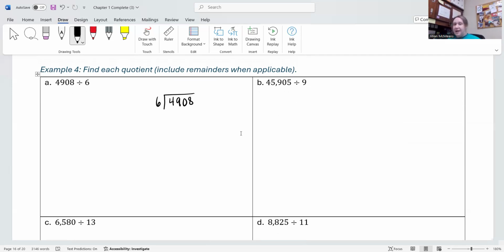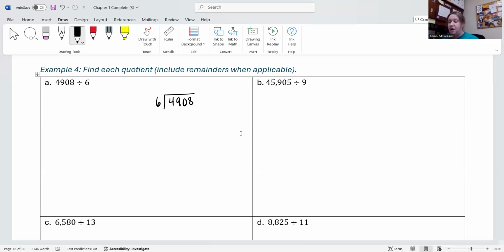Now, right off the bat, I can't tell you how many times 6 goes into 4,908. If we could do that in our head, we wouldn't need to do this idea of long division. We would just say what the answer is. But long division allows us to do this piece by piece. So since I personally don't know how many times 6 goes into 4,908, I want to see if I can do this piece by piece.